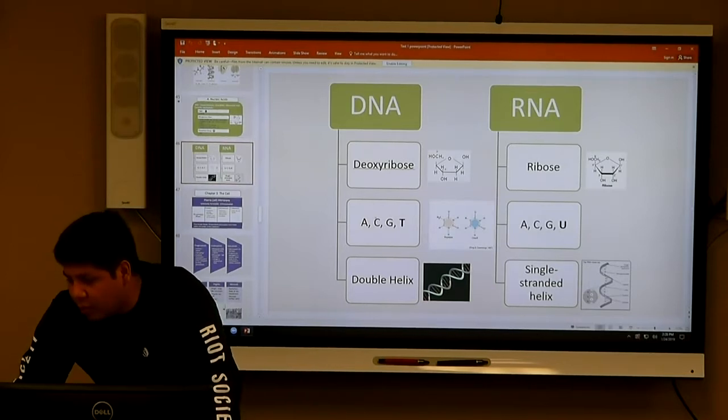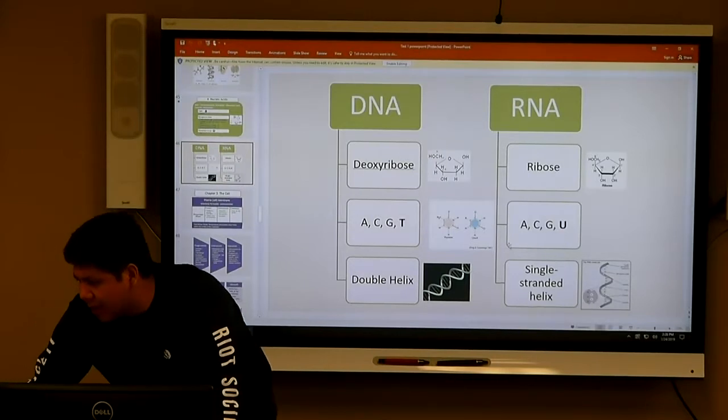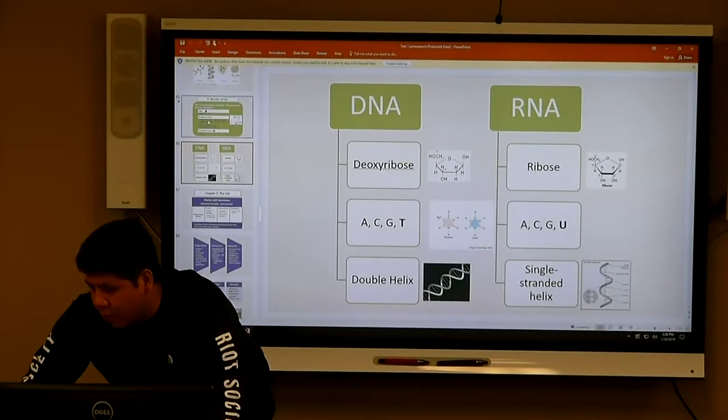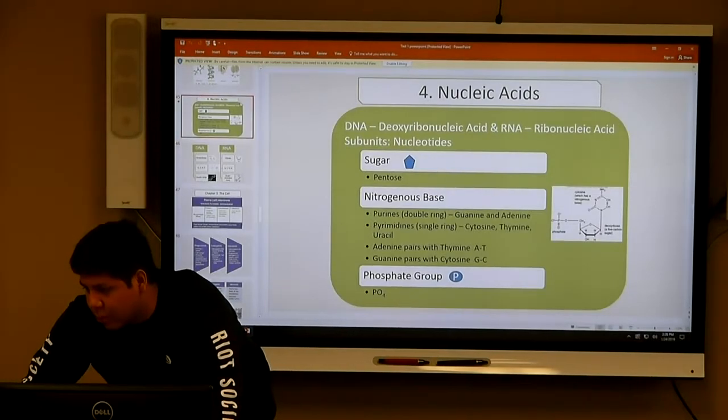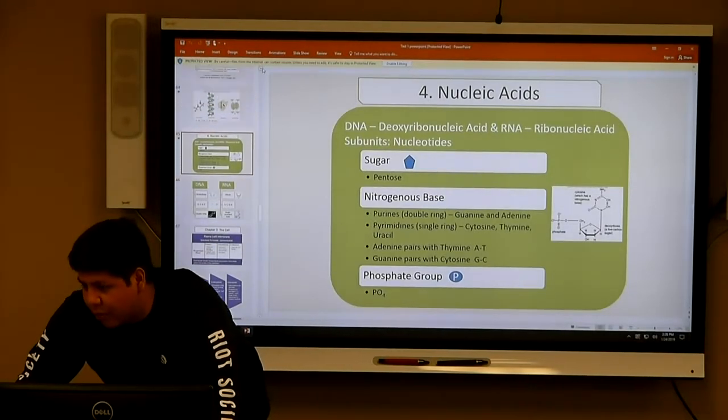DNA: deoxyribose, ACGT, double helix structure. RNA is a single-stranded helix with ribose. Nucleic acids, it's number 4.